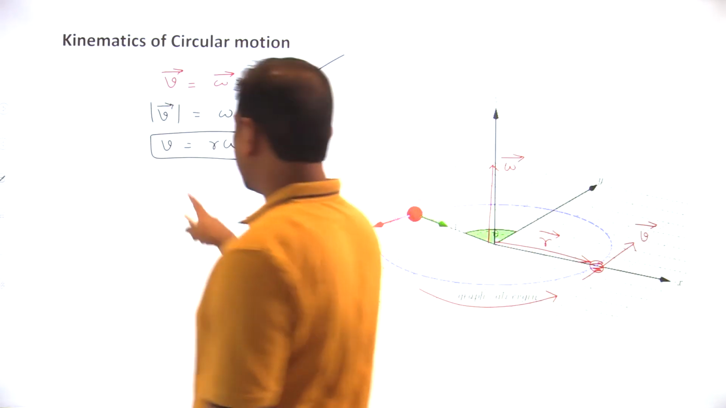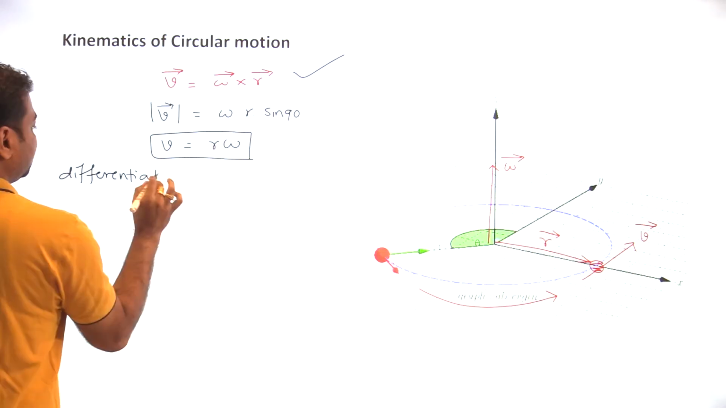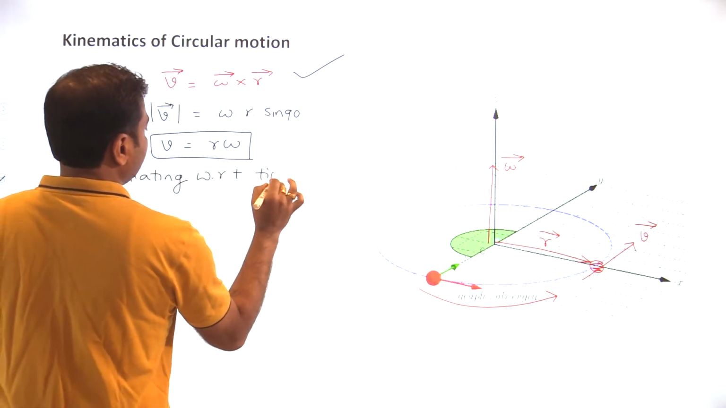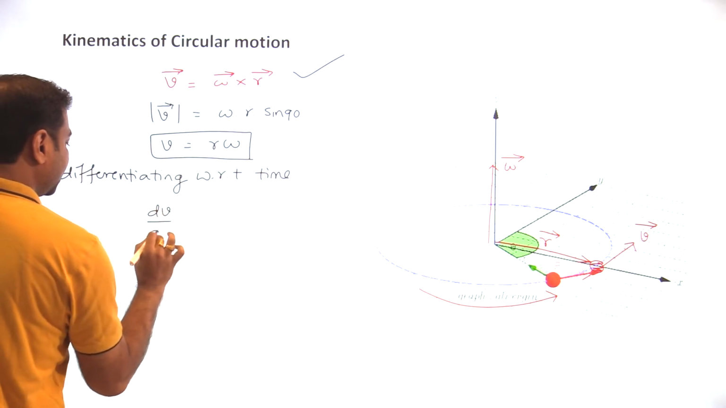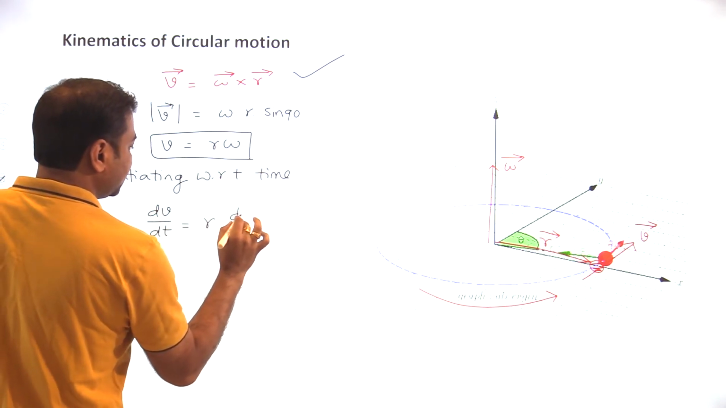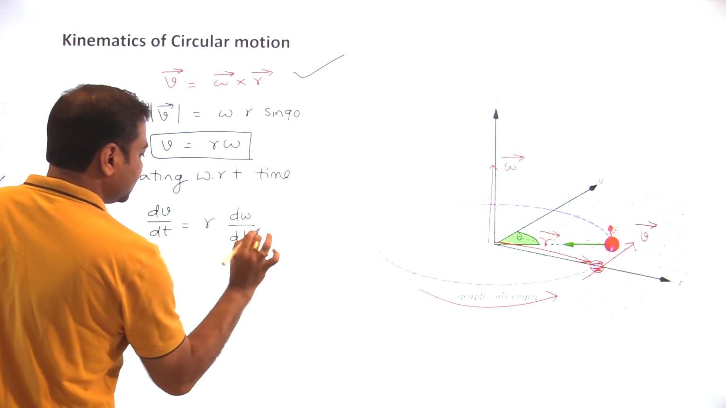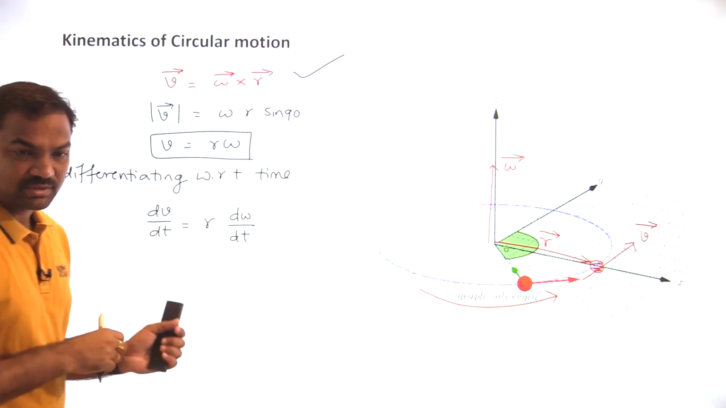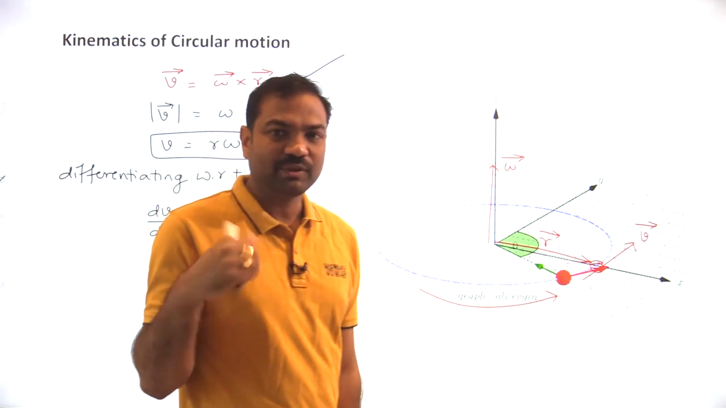Next, I am differentiating this with respect to time. Then what is dv by dt? I can write dv by dt is equal to r into the constant quantity, d omega by dt. dv by dt we take as an acceleration, but it's not really acceleration. We just call it acceleration.